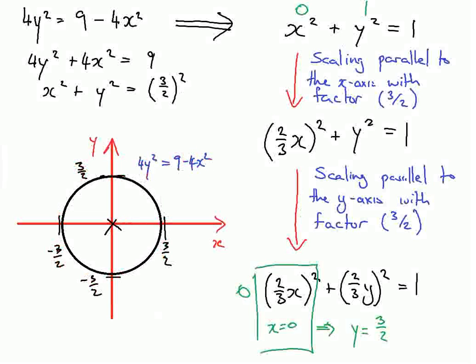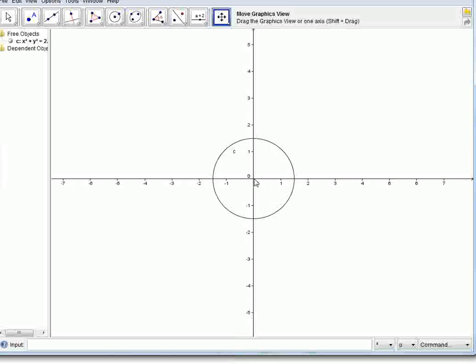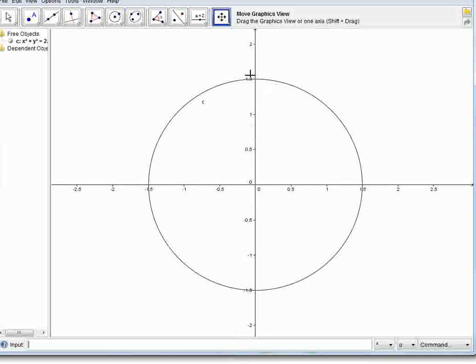And we can also check what we've done on a program like GeoGebra. So all we have to key in is 4 times y to the power of 2 equals 9 minus 4 times x to the power of 2. And we do indeed get a circle centered on the origin with radius 1.5.